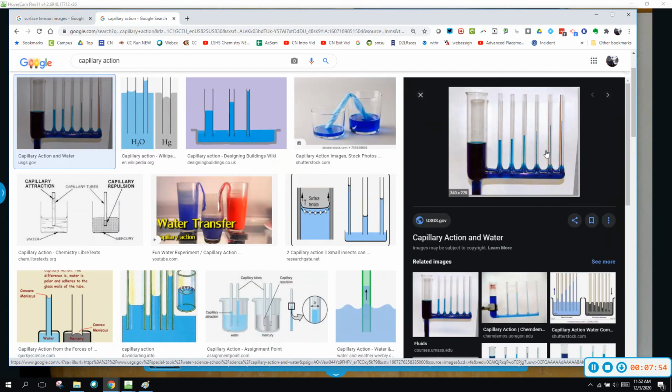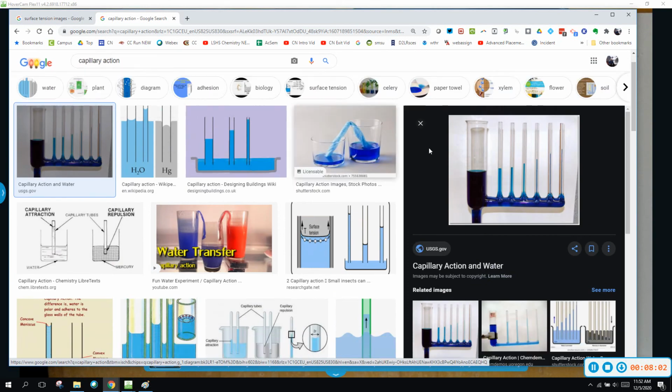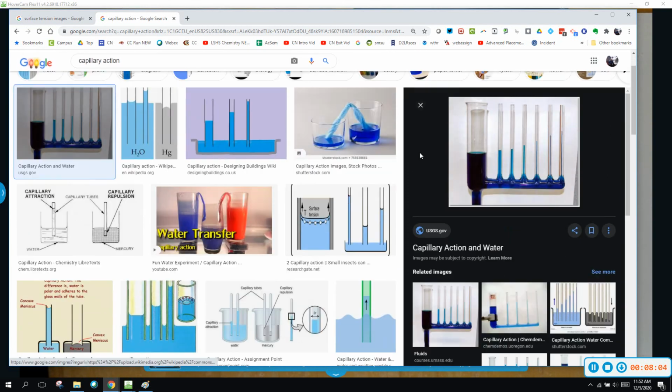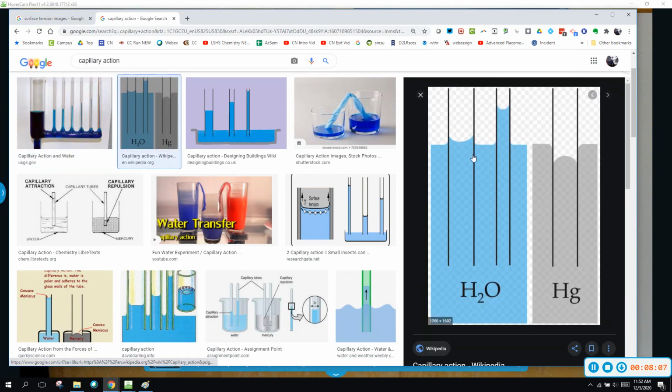So here's a couple of examples of capillary action. You can see that the smaller the tube, the more water is attracted to the glass and the more it's pulled up into these little tubes. And this is another example right here where you can see water is pulled up on the sides of the tubes right here, and the skinnier the tube, the more it seems to be pulled up because of this capillary action, or the water's attraction to the glass.